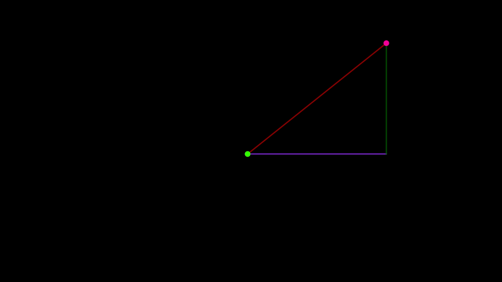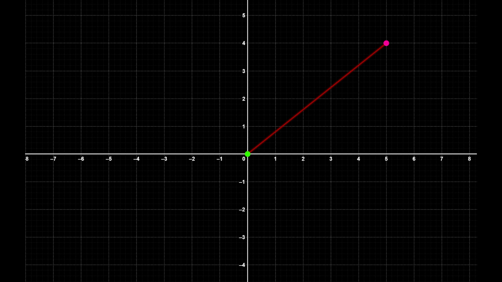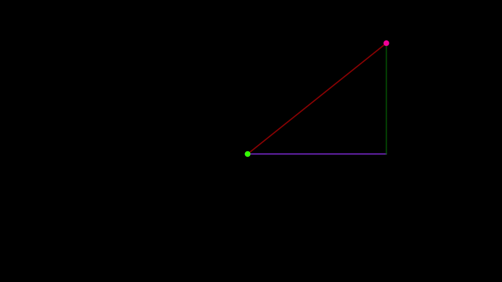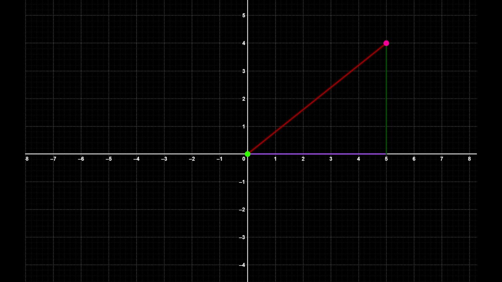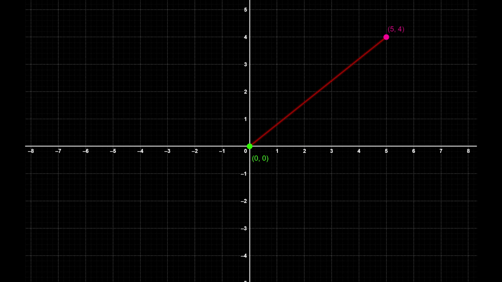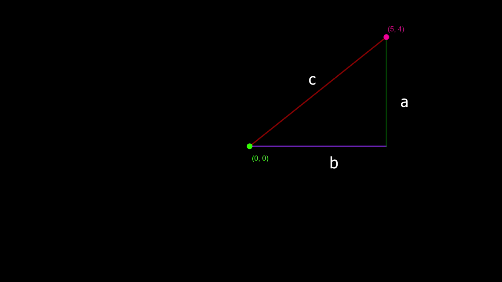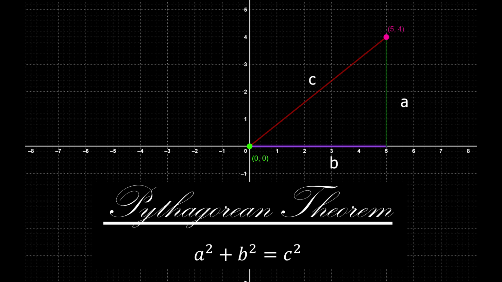A right triangle. So, we can simplify our question from asking, what is the distance between the point and the origin, to what is the length of the hypotenuse of this right triangle created by the traced path? Let's say our point was located at 5, 4. Then to solve for the length of the hypotenuse, we can use the Pythagorean theorem.